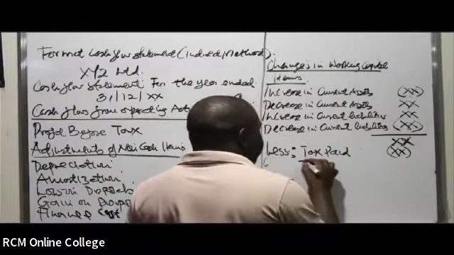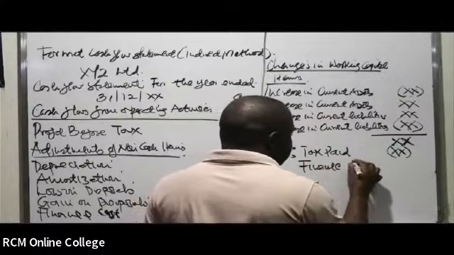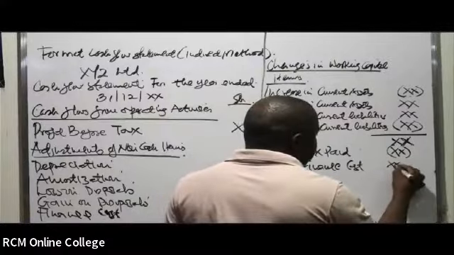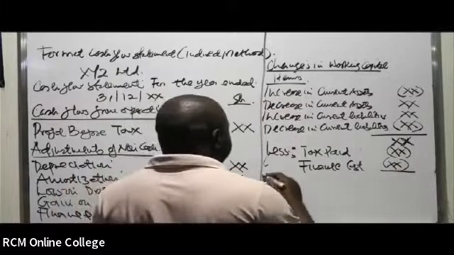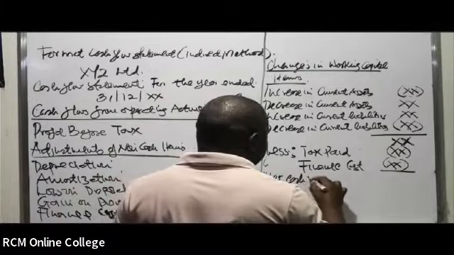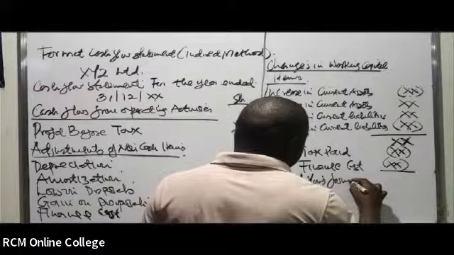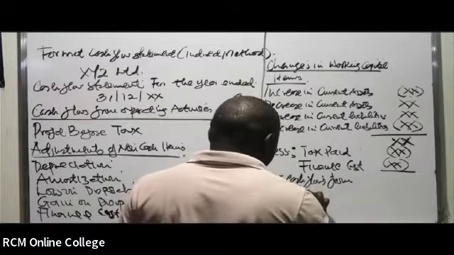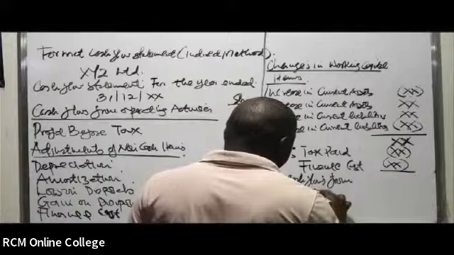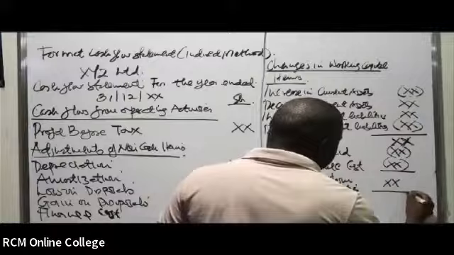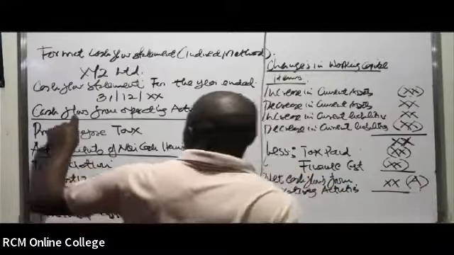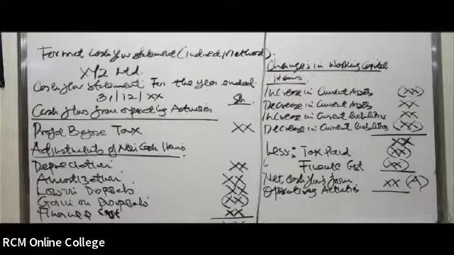And in this case, what? The finance cost. Less the finance cost. So this you likely be able to get the net cash flows from operating activities. And that basically will be your first part of the cash flow statement, the cash flows from operating activities. You'll close it there.